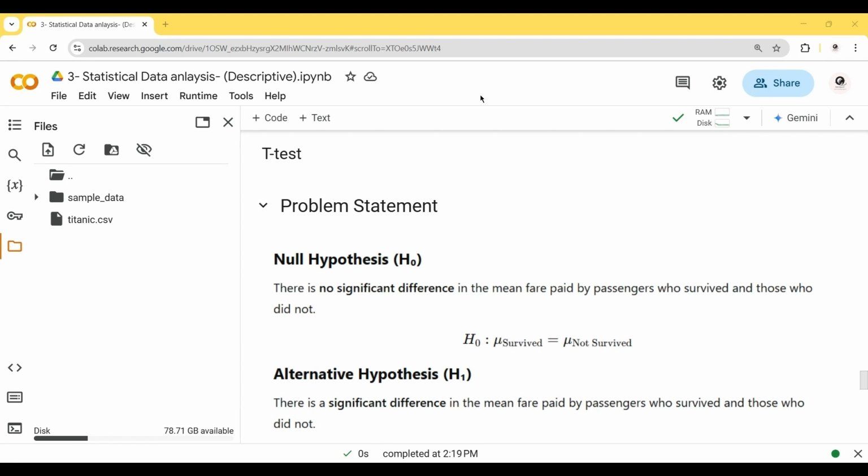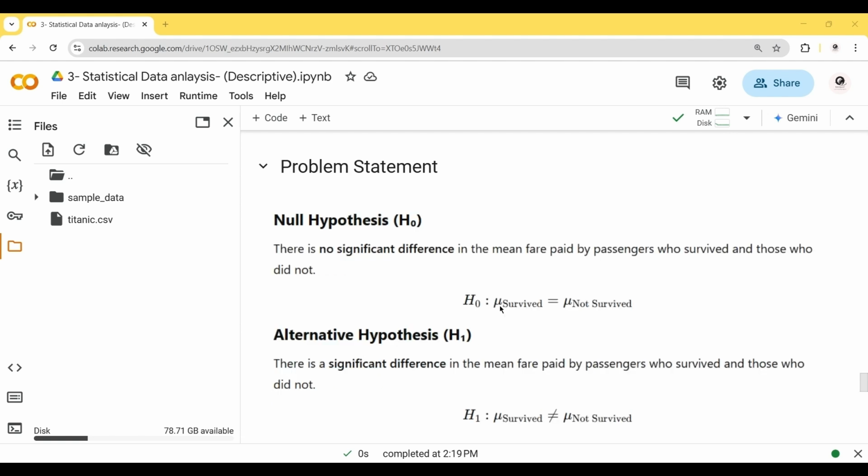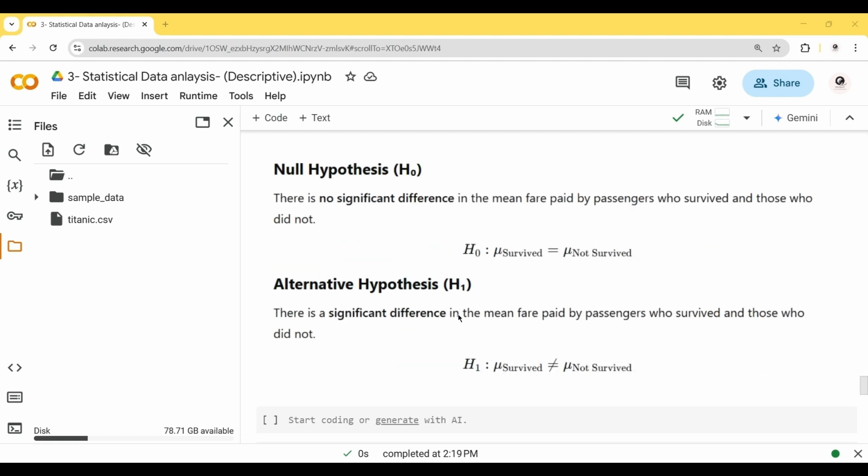Let us talk about the implementation of the t-test. First of all, this is my question and I am going to write my null and alternate hypothesis. Here the null hypothesis is there is no significant difference in the mean fare paid by passengers who survived and those who did not survive. Similarly, my alternate hypothesis is there is a significant difference in the mean fare paid by passengers who survived and those who did not.